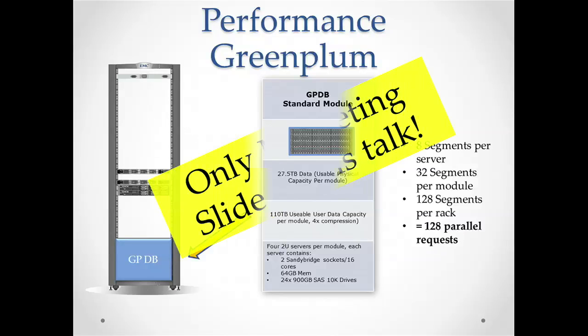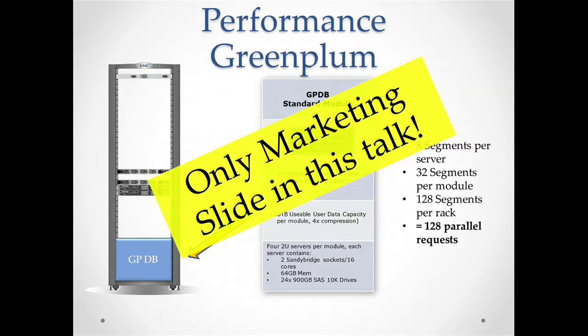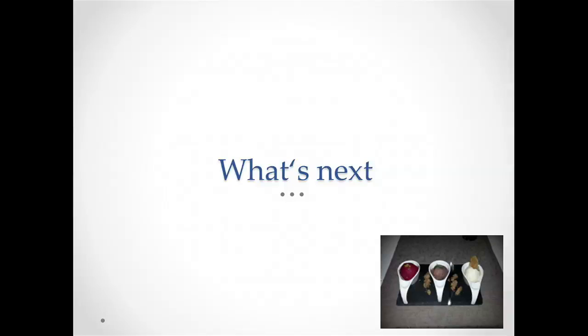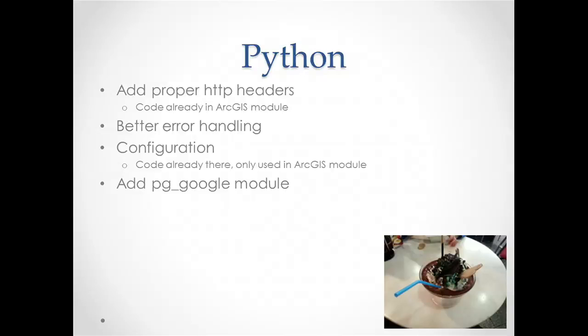Okay, that's about enough marketing. Okay, what's next for me? Some of them solved already, so I need to do a bit of code cleanup in my Python modules here. Needs a bit better error handling and configuration stuff. And as I mentioned before, I want to do the same for Google. So I actually want to be able to get my coordinates back from Google Maps as well, and then compare with the other two result sets I have.